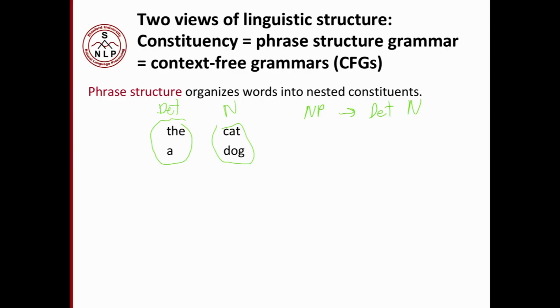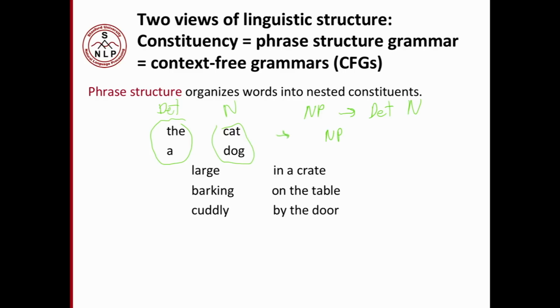I can have a noun phrase that goes to a determiner and a noun. Okay, but that's not the only thing that I can see. So I can also see other examples in my language of the large cat or a barking dog or the cuddly cat, the cuddly dog. So that seems that I need to put a bit more stuff into my grammar. So maybe I can say for my grammar that a noun phrase goes to a determiner, and then optionally you can put in an adjective, and then you can have a noun.